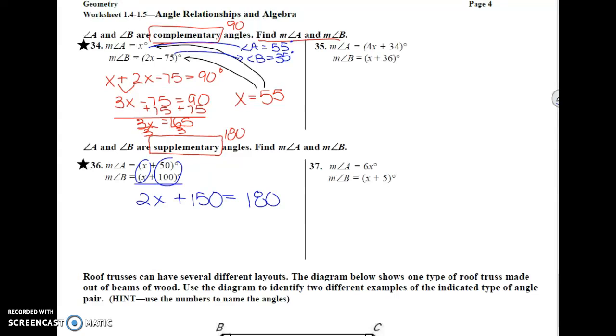I'm going to leave the rest for you. You're going to end up solving these. And then you will end up plugging them back into the two measures because you need angle A equal to an answer and angle B equal to the other answer. Remembering that those two angles will add up to be 180 degrees.